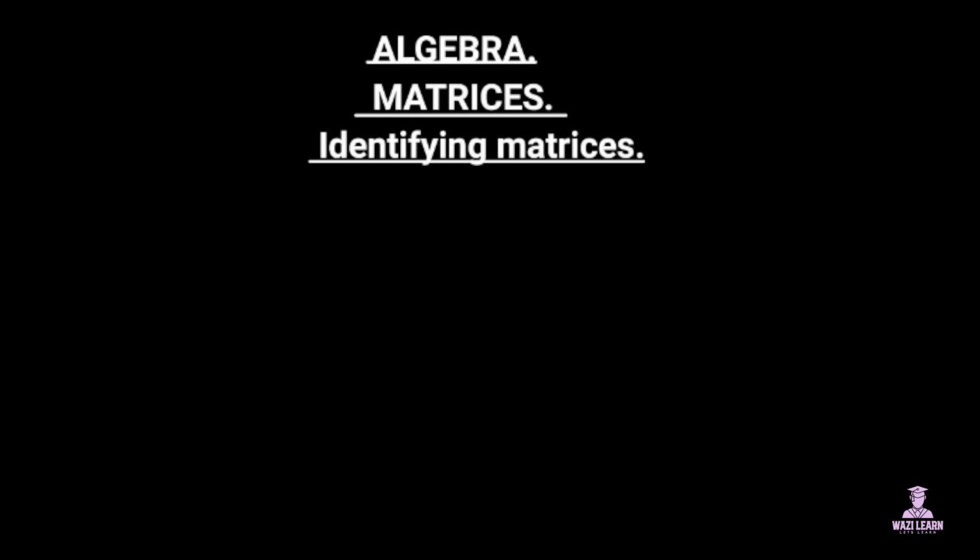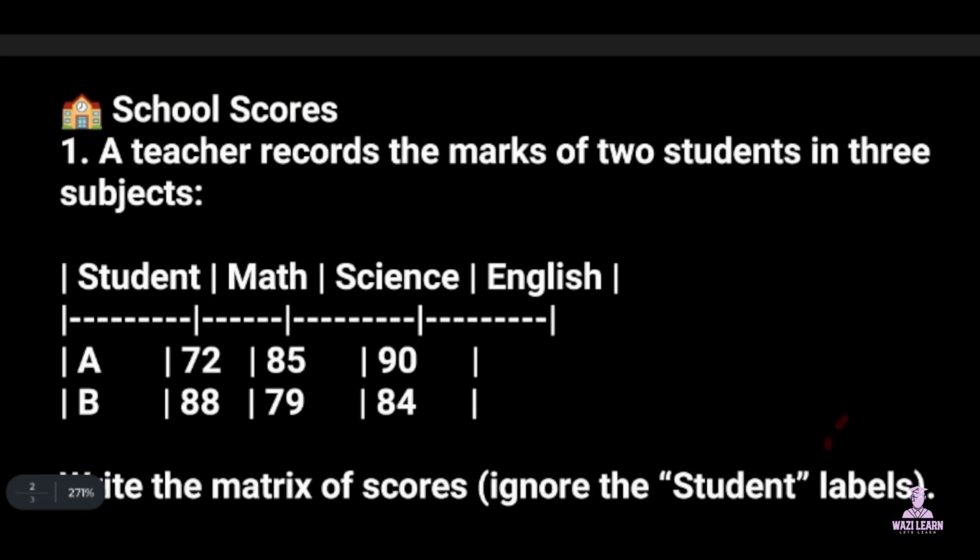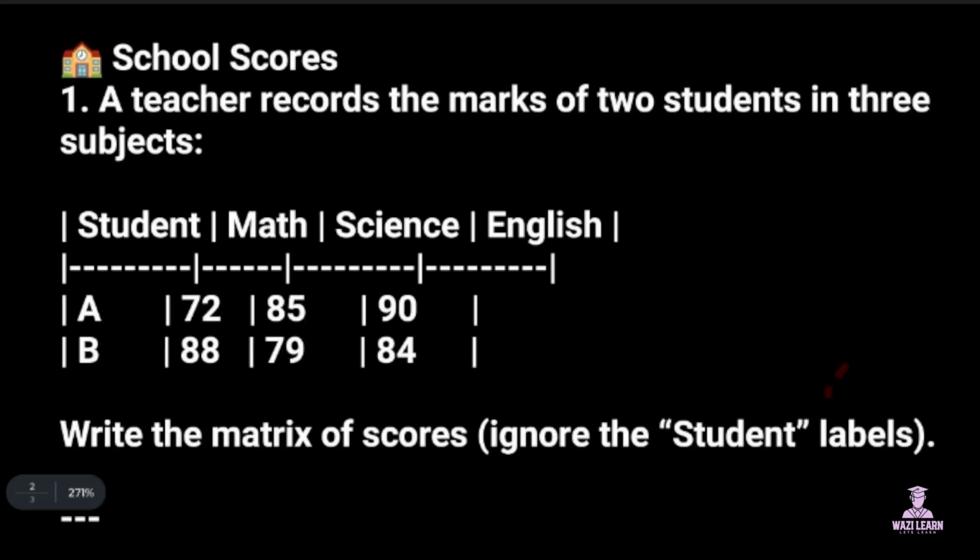So matrices are just a set of items representing information, and they are always arranged in rows and columns. The items inside a matrix are known as elements. So let's say we have information in table form and we are told to write it in matrix form. For example, when you have school scores, a teacher recorded the marks of two students in three subjects.